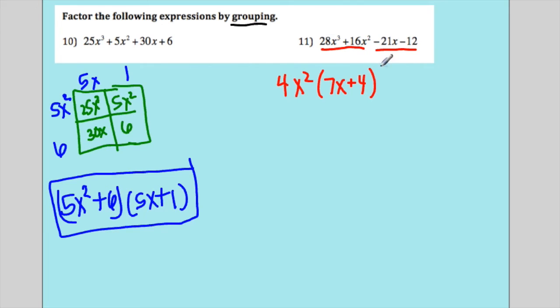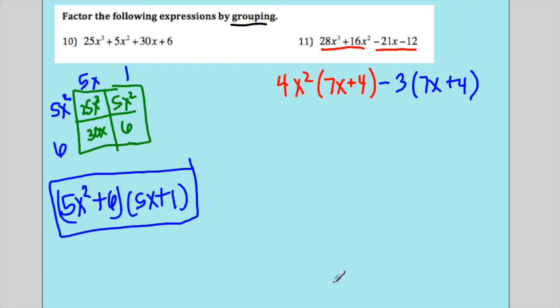Now I'm going to go ahead and look at the second part. Okay, they're both negative, so I'm going to take out a negative of whatever it is. And I say 21 and 12, both divisible by 3. So I'm going to take out a 3, and I can't take out an x. So I would say negative 3 times what gives you 21? 7x. And then negative 3 times what gives you negative 12? 4.